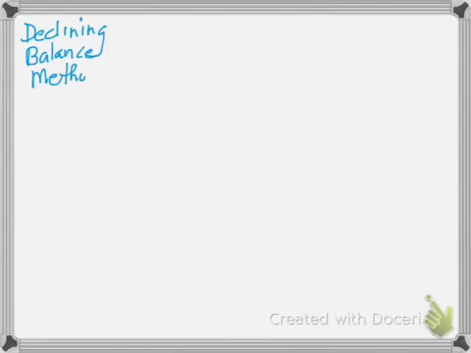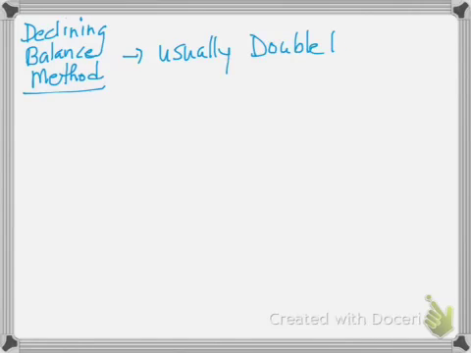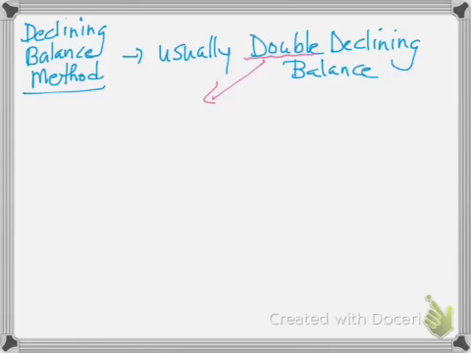The last method we're going to look at is the declining balance method. This would be categorized as an accelerated depreciation method because we're trying to speed up the amount of depreciation expense that we're recording to save on our tax bill. And so declining balance can actually be 150% declining, or double declining, or 300% declining. Double declining is the most common, so that's the one we're going to look at.